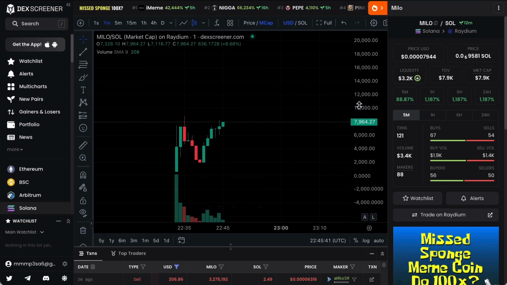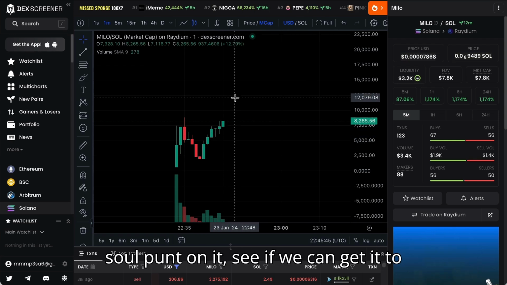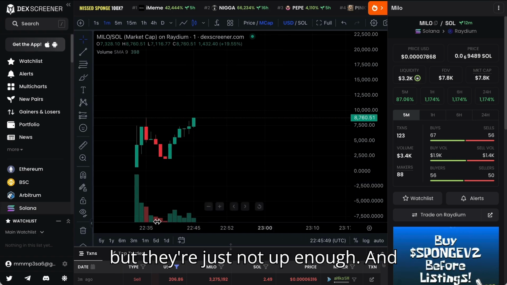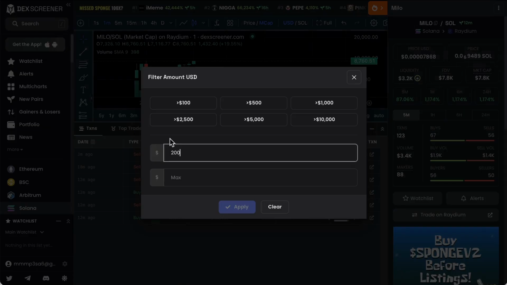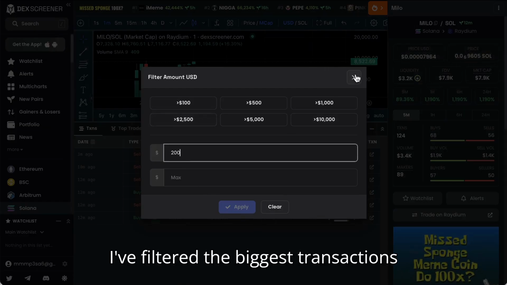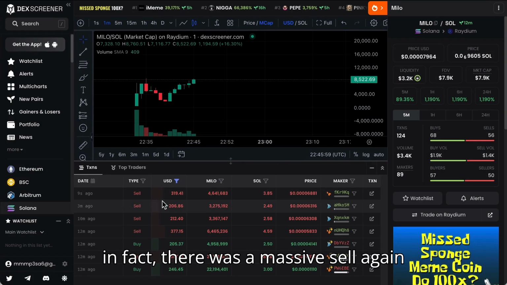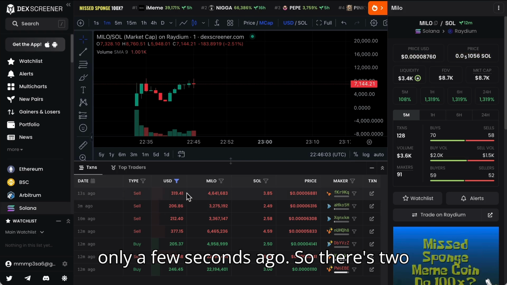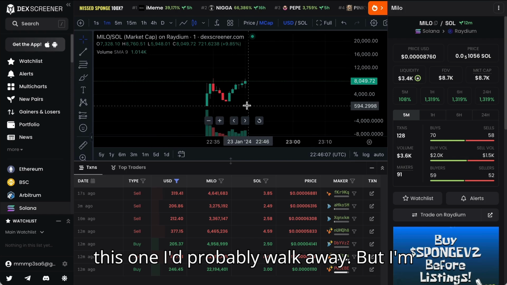These are ones where, even now I'm thinking, shall I have a quick Sol punt on it, see if we can get it to 15,000, because the volume's up a little bit. The volume bars are at the bottom, but they're just not up enough. And remember, I've filtered the biggest transactions, and there's no big transactions here. There's just not enough in liquidity. And in fact, there was a massive sell again only a few seconds ago. So there's 2 big sells, no big buys still. So yeah, this one I'd probably walk away.